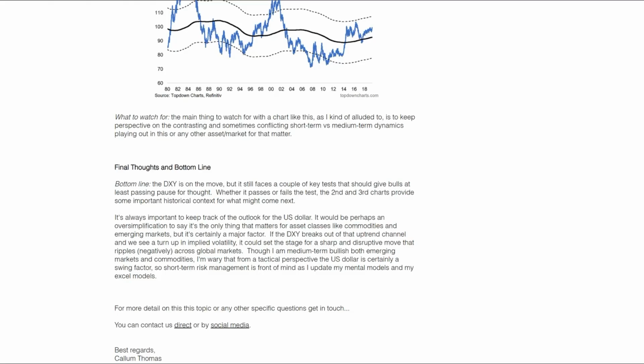If the US dollar breaks out of that uptrend channel and we see a turn up in implied volatility, it could set the stage for a sharp and disruptive move that is going to be rippling negatively across global markets. And so though I'm medium-term bullish for both emerging markets and commodities, I'm wary that from a tactical standpoint, the US dollar is certainly a swing factor. And so short-term risk management is front of mind for me as I update my mental models and my Excel models. So look, I'll leave it there.